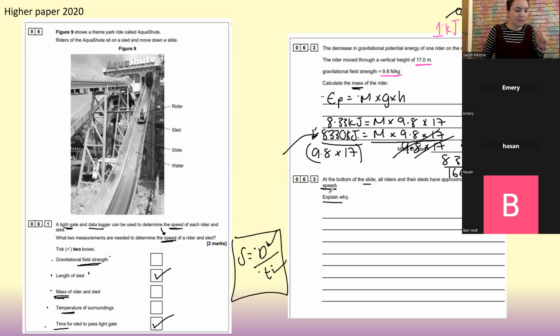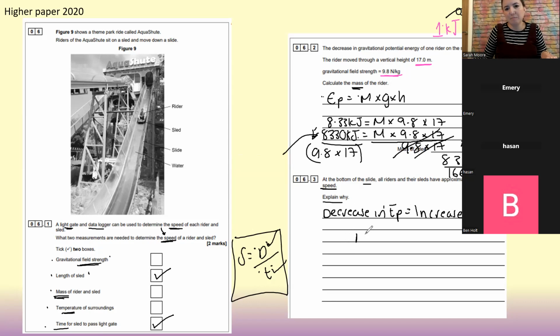And to explain this, we need to really draw on the link between gravitational potential energy and kinetic energy. So at the top of this ride, the rider and the sled has an energy store which is full of GPE. At the bottom of the slide, that decrease in gravitational potential energy is equal to the increase in kinetic energy. Of course, there will be some loss due to friction and air resistance.